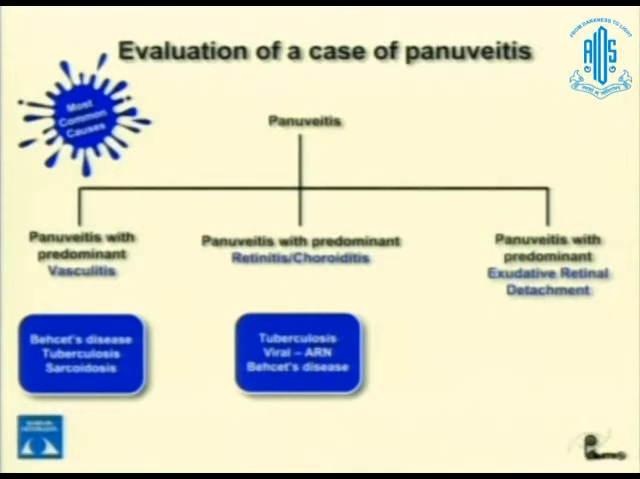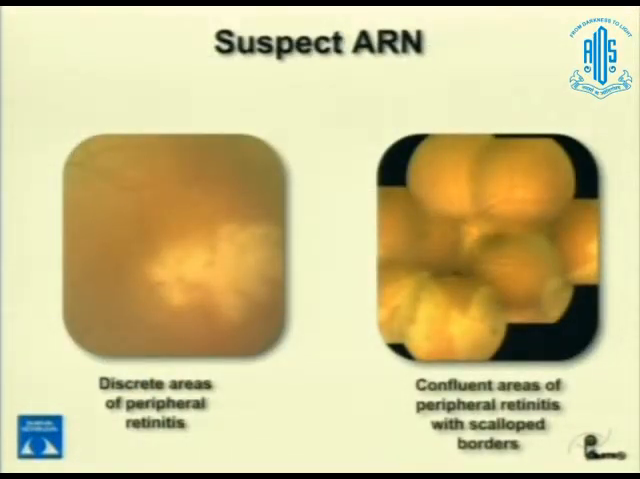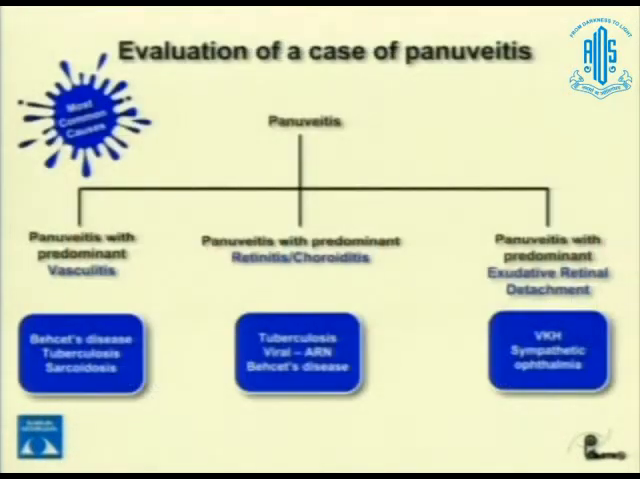So next variety of the panuveitis. The first was the vasculitis. The next is the predominant retinitis and choroiditis. In such cases, think about tuberculosis, viral, acute retinal necrosis, and Behçet disease. One should suspect acute retinal necrosis if you are examining a patient with a vitreous haze and you see on the periphery there are discrete areas of peripheral retinitis or some confluent areas of peripheral retinitis. So one should suspect acute retinal necrosis in such cases.